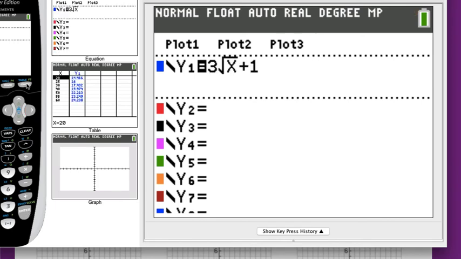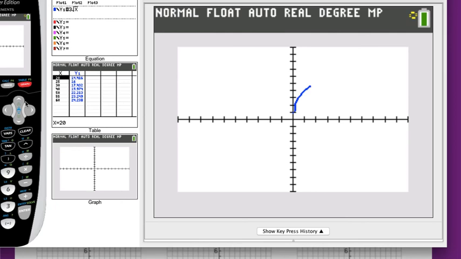And if we go to the graph, we can see our graph. And you can see that it's been shifted. It actually looks like it's also been vertically stretched towards the y-axis, so it's gotten a little bit closer to the y-axis. Maybe it's increasing a little bit faster. Now, I might want to look at my table here. So I'm going to look at the table feature, and I'm going to go to my table.